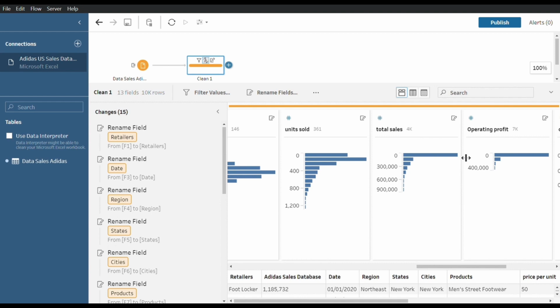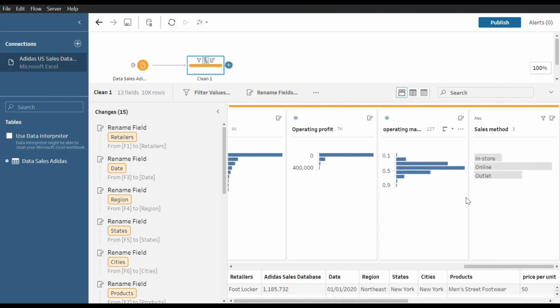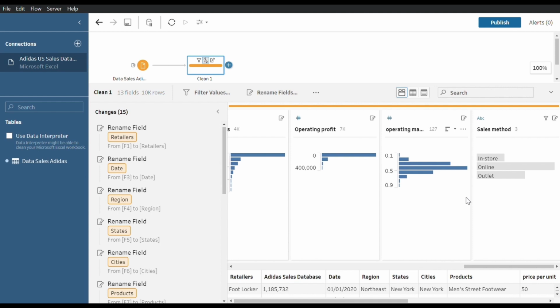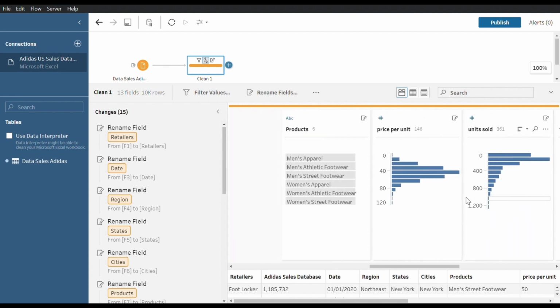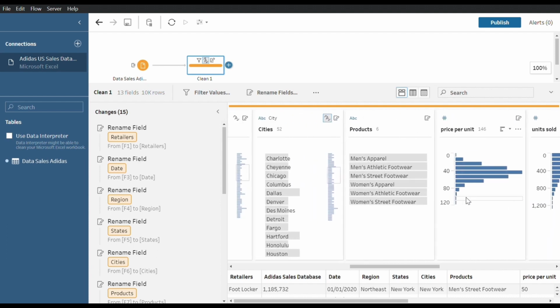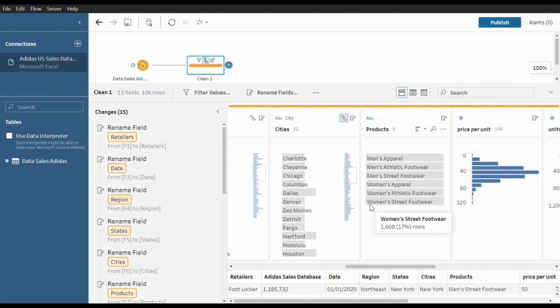So this just entails that we've been able to transform the data, that's renaming the fields, and then clean the data, removing things like the sales method, which was in the sales method column. So we took that out. So that's like a cleaning process. And I think initially there was products here. We took that out also.